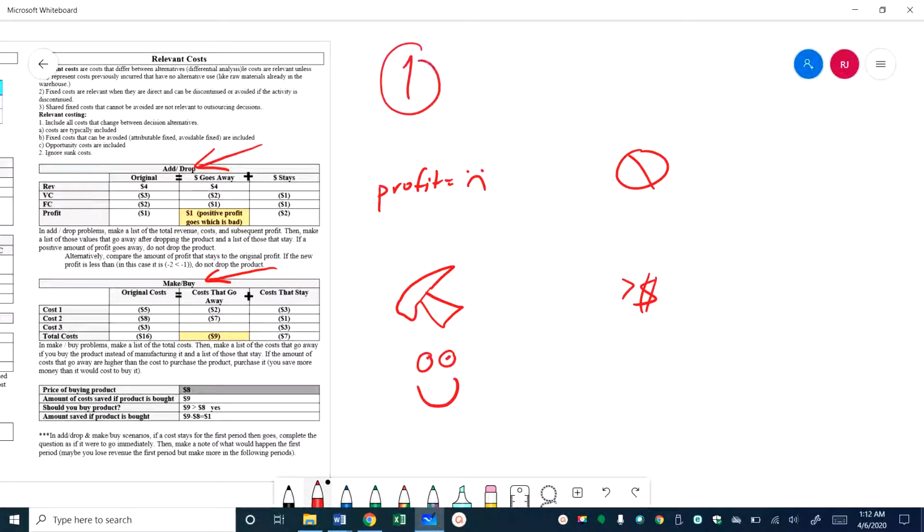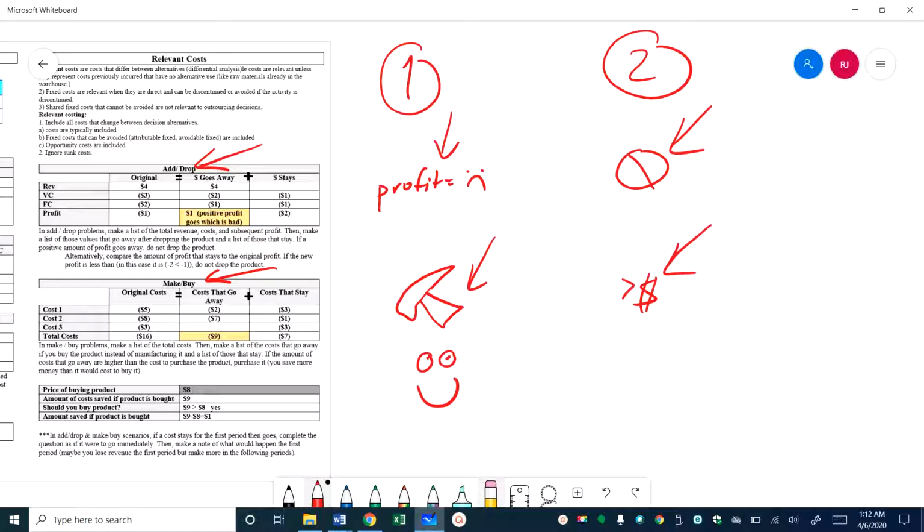So in both of these situations, there are two alternatives. The first alternative in add drop is to continue making the product. The first alternative in make buy is to just make the product. The second alternative in add drop is to drop the product, and the second alternative in make buy is to buy the product instead of making it.